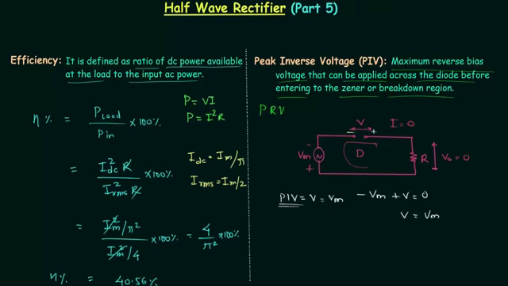There is one condition that we have to follow. Peak inverse voltage must be greater than or equal to Vm, because if peak inverse voltage is less than Vm, diode will damage. Peak inverse voltage is the maximum reverse bias voltage that we can apply across the diode, and in this case we are applying Vm across the diode, and Vm is greater than peak inverse voltage, so diode will damage. And to protect the diode from being damaged or to retain its properties, we have to make PIV greater than or equal to Vm. This is very important condition that we must follow.